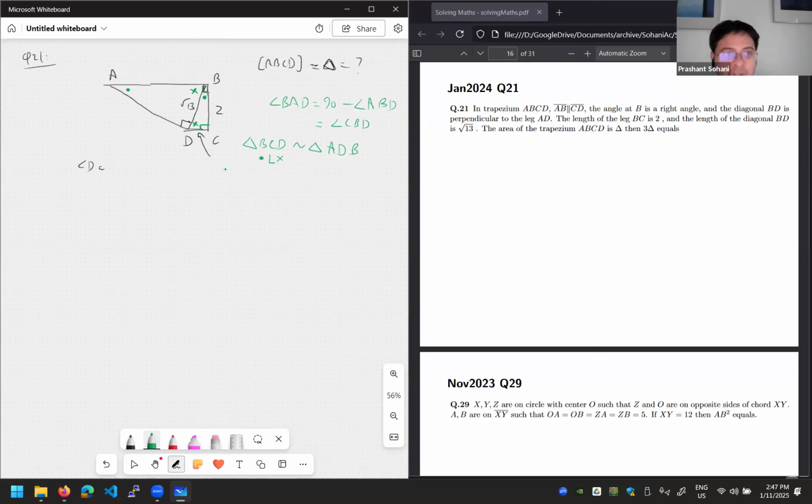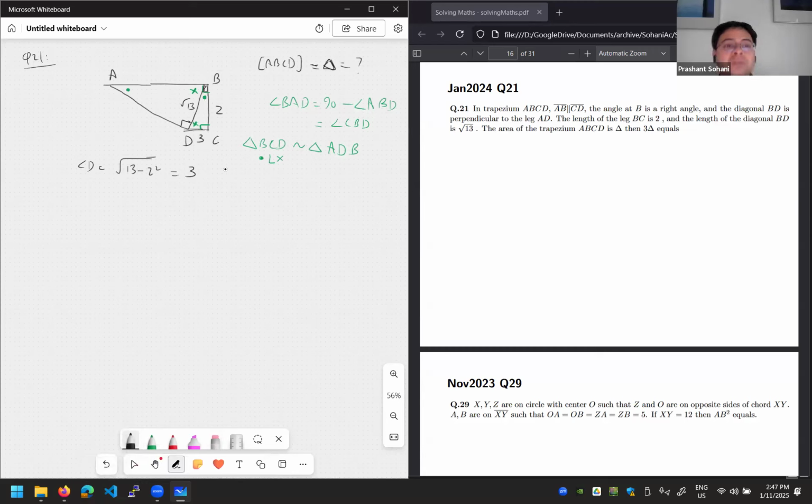Okay, so if these two triangles are similar, then we can write the ratio. So by the way, even before that, we were able to find CD with Pythagoras theorem. So CD will be simply square root of 13 minus 4, which is 9. So that is 3. So therefore, we know all the three sides of the first triangle, and then we should be able to correlate that with the second triangle.